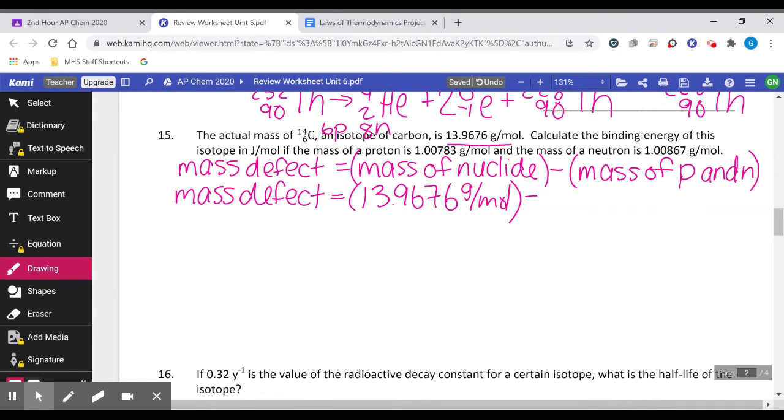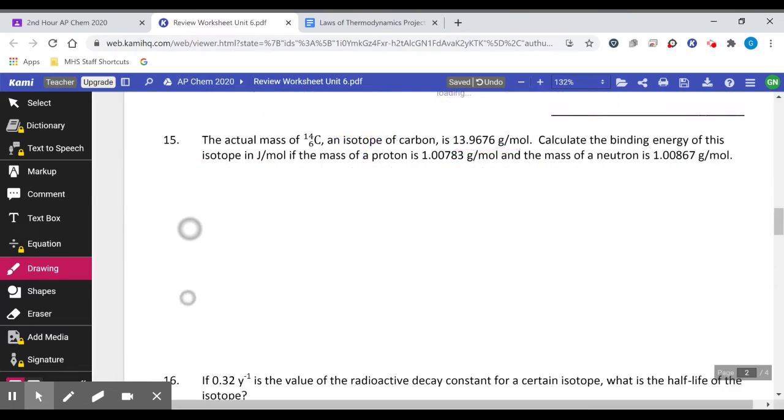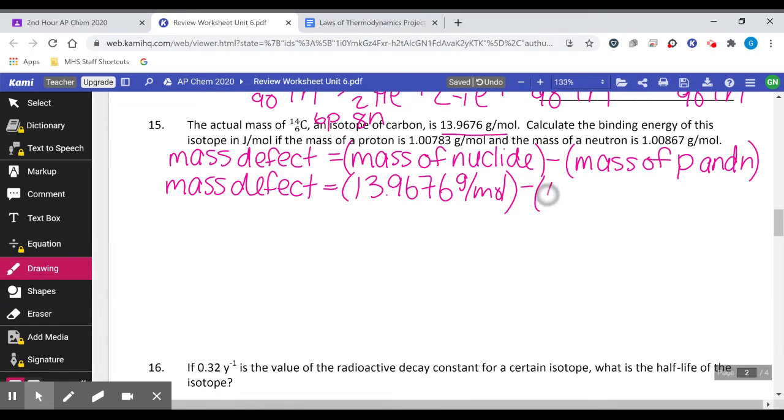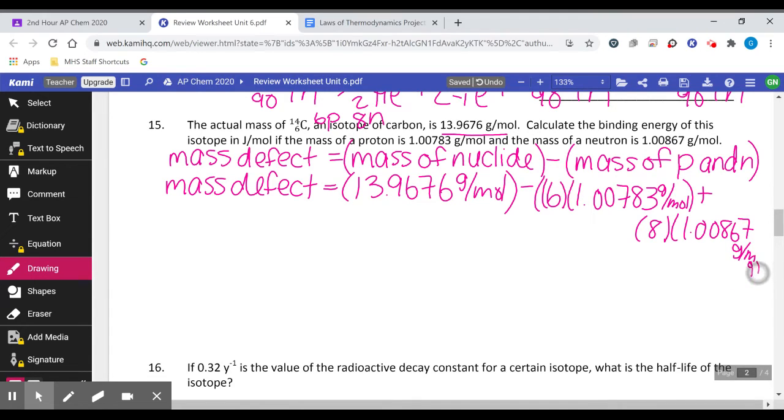minus, I didn't give myself much room there. We have the mass of our protons. So we'll have 6 times 1.00783 grams per mole plus our number of neutrons times the mass. We have 8 neutrons, so plus 8 times the mass of our neutron, which is also grams per mole.